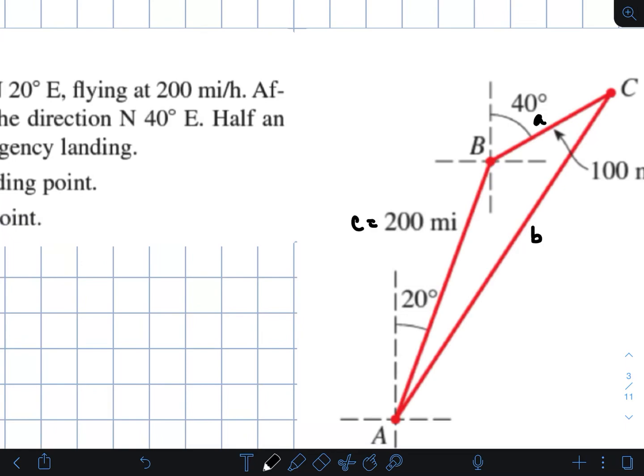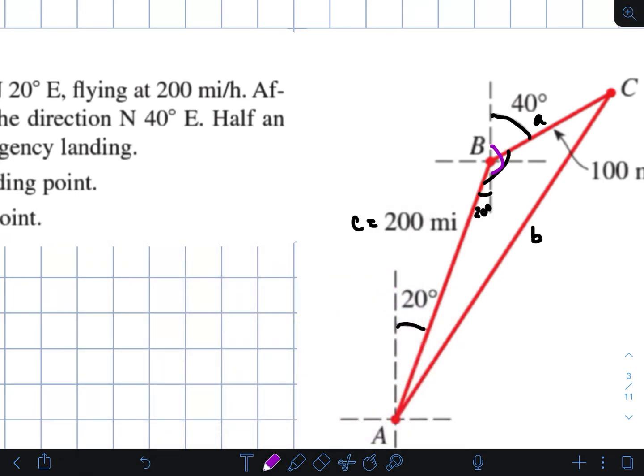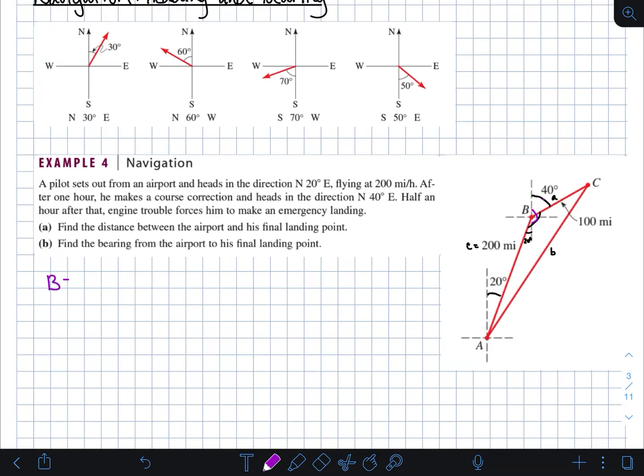In order to find that, we have to figure out what the angle B is. That may seem kind of difficult given that we have this angle here is 40 degrees. We know this angle here is 20. And given what we know about alternate interior angles, we also know that this angle here is 20 degrees. If we look at this angle here, this is 180 degrees minus 40 plus 20. So B equals 180 minus 40, which is 140, plus 20 equals 160. So B is 160 degrees.